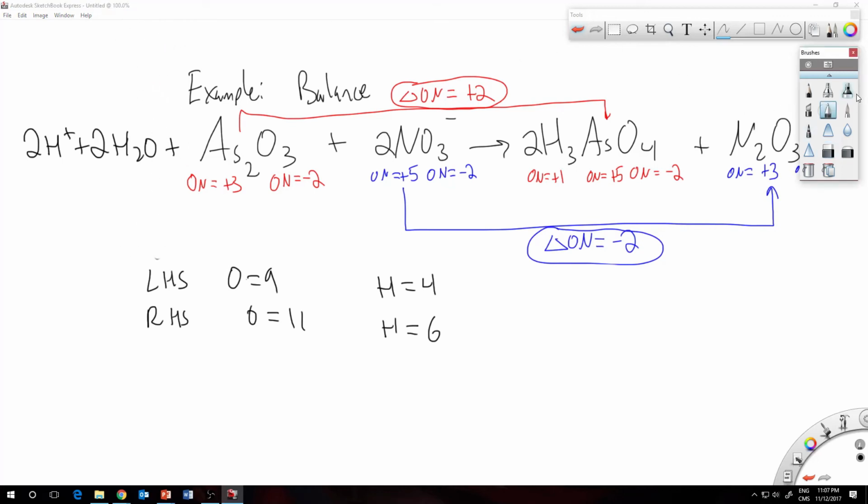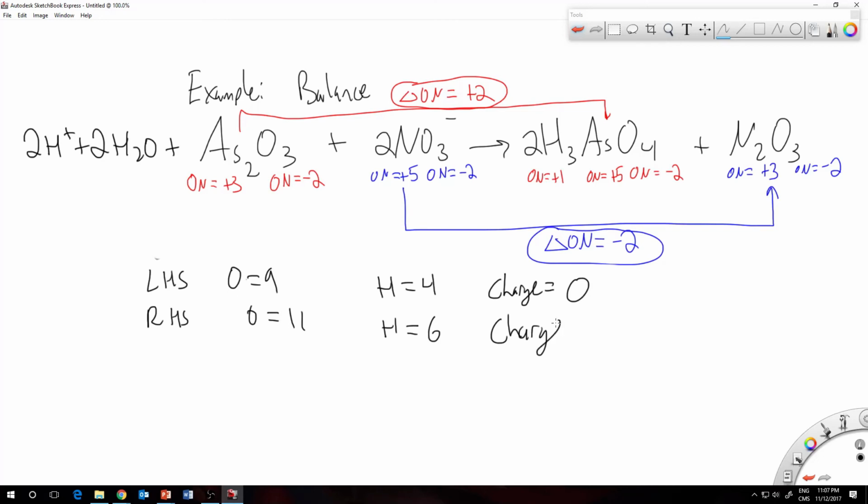Alright, so if everything should check, we'll check charges. Make sure everything is good. We have 2 positives, 2 negatives, so overall charge is 0 on the left. On the right, we have charge of 0 because nothing is charged on the right. So there you go, charges are all good, and everything works out quite nicely. There you go. So that's the method for balancing redox reactions using oxidation numbers.